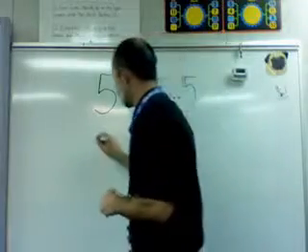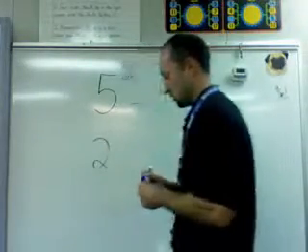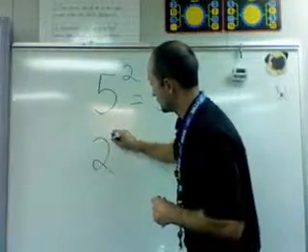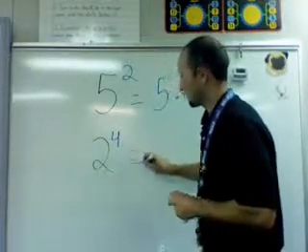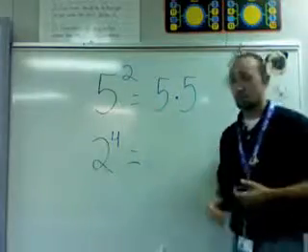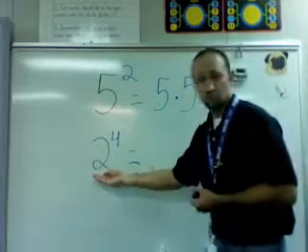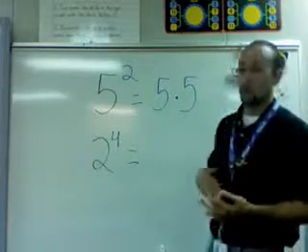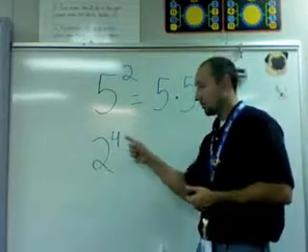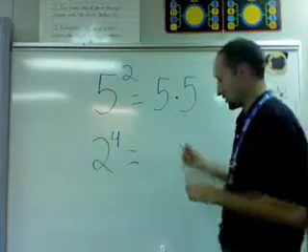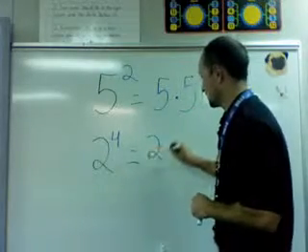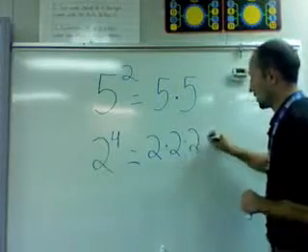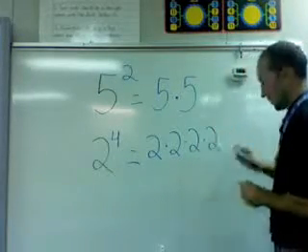Let's say we have 2 to the 4th power this time. The base is 2, and the exponent is 4. Just like with our first example, 2, the base, is the number we are going to be multiplying by. We're going to multiply it by itself 4 times. It's going to end up looking like this: 2 times 2 times 2, the last one times 2.